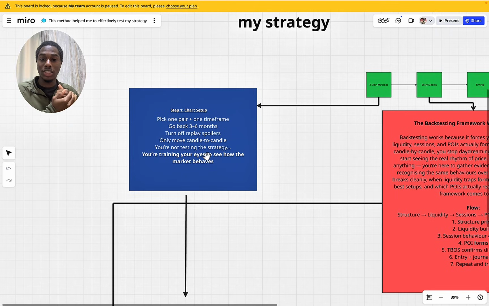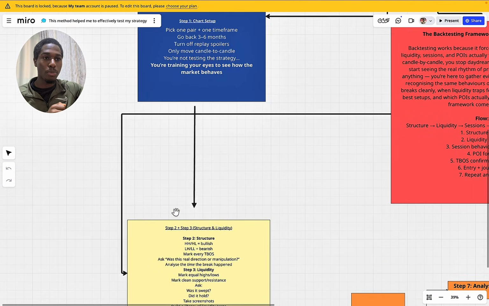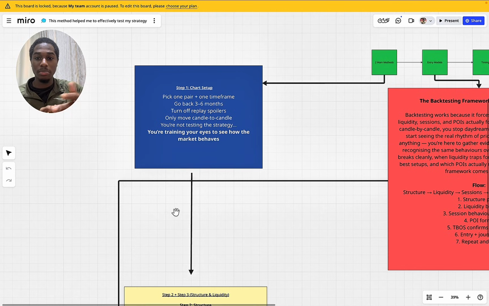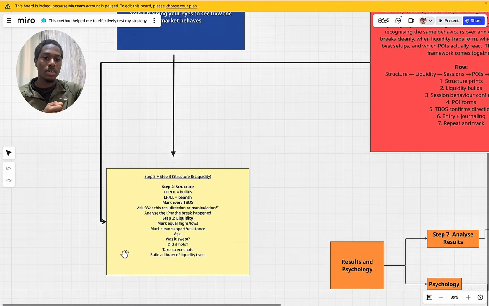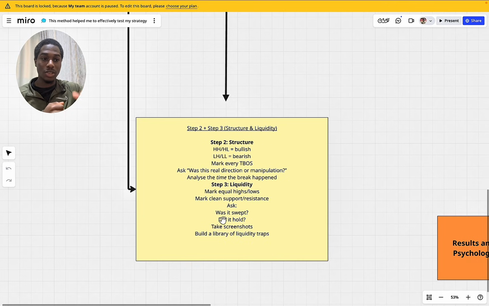For the longevity of your trading journey, you want to understand how the market moves, how the market behaves, how the market reacts to certain things. Being able to identify what moves the market this way or why the market moves this way, using this chart setup will allow you to get the most output possible in the shortest amount of time. It's very simple. Pick one pair, one time frame. For example, you can pick gold, pick the 5-minute time frame, go back 3 to 6 months, and then test it candle to candle.